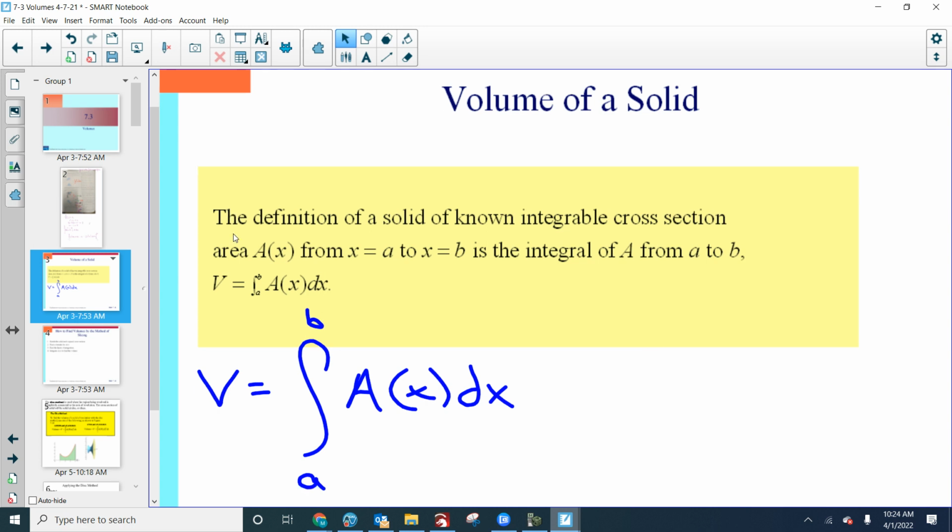Volume. I sure hope you were taught volume as a stacking of areas. Were you? Do you know that? Yeah. What's a cylinder? What's the volume for a cylinder? Pi r squared h. What's pi r squared? Circle.